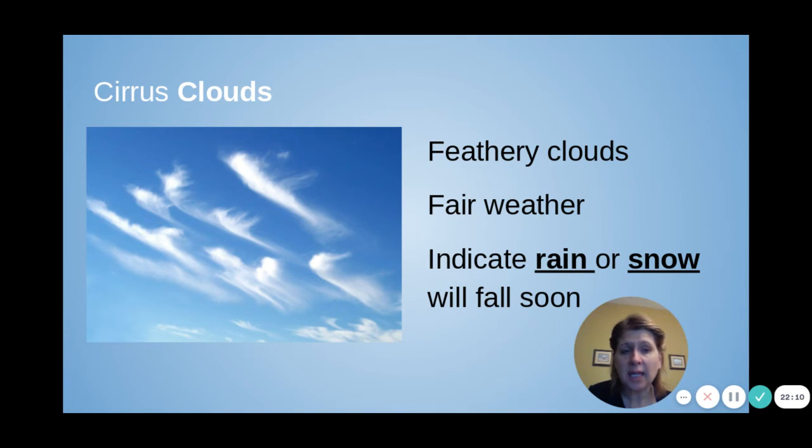So if you see these, a lot of times I will look up in the afternoon and I'll see those when the sun is starting to set. So these are feathery looking clouds, kind of ones that are wispy, we call. Cirrus means curly hair. So if you think about it, it's like curly hair that's going out from its source. So it's a feathery cloud that means fair weather at that point you see them, but indicating that rain or snow will be coming to us.